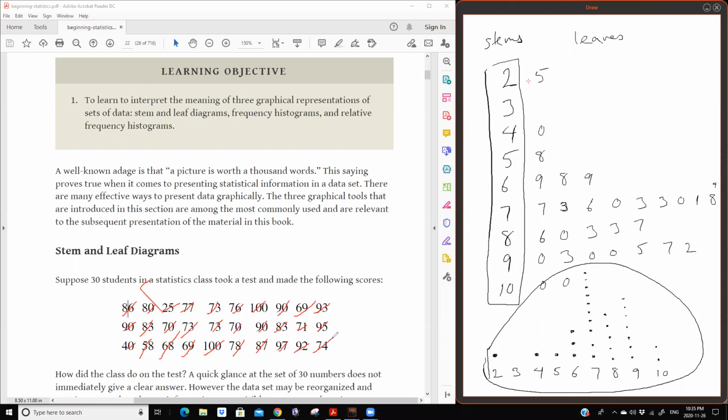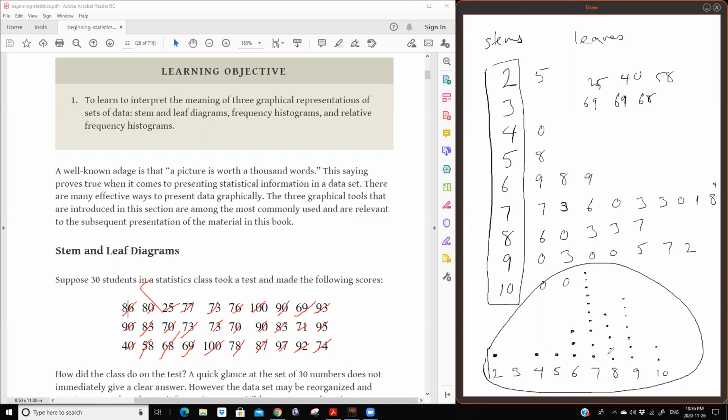You can just look at this, you say it's 25, then the next number is going to be 40, then the next number is going to be 58, the next number is going to be 69, then there's another 69, there's a 68. So you do not lose any information when you go from raw data into the stem and leaf. But when you're going from a stem and leaf into the dot plot, you lose some information.